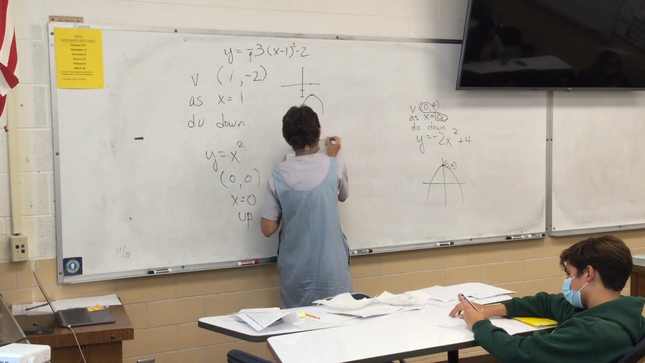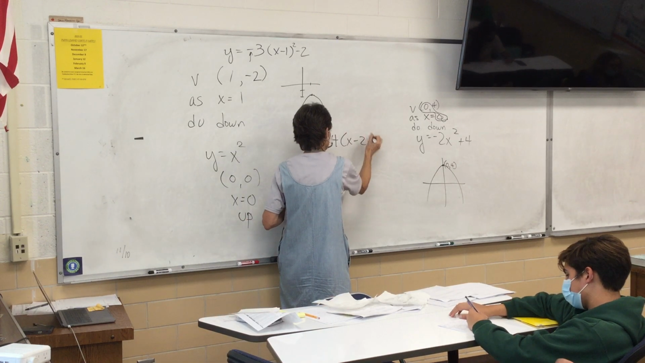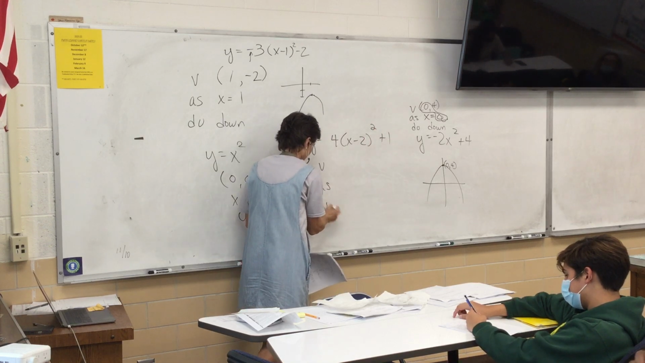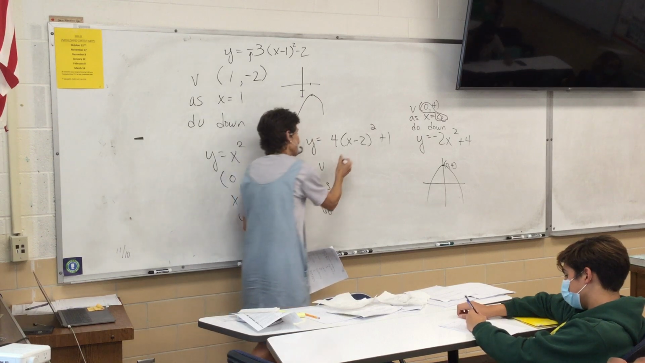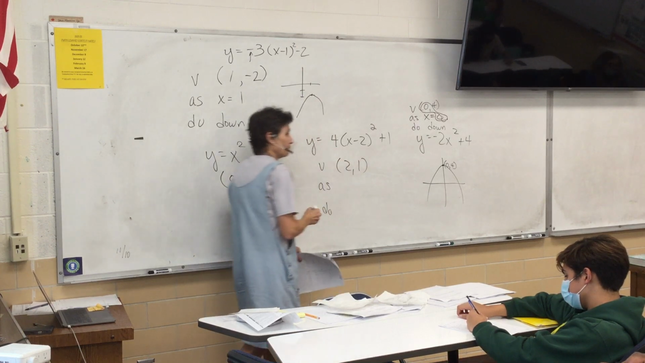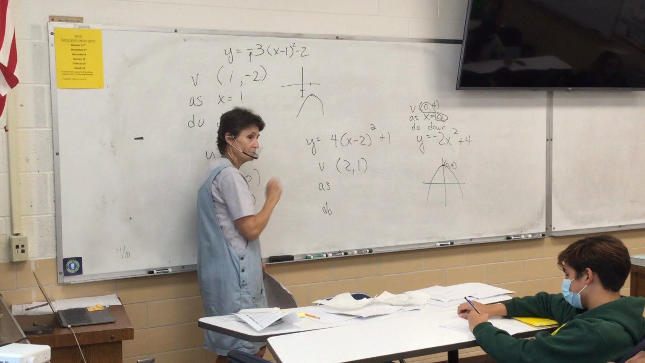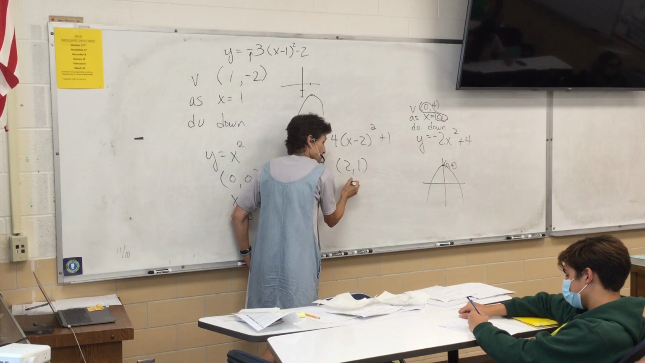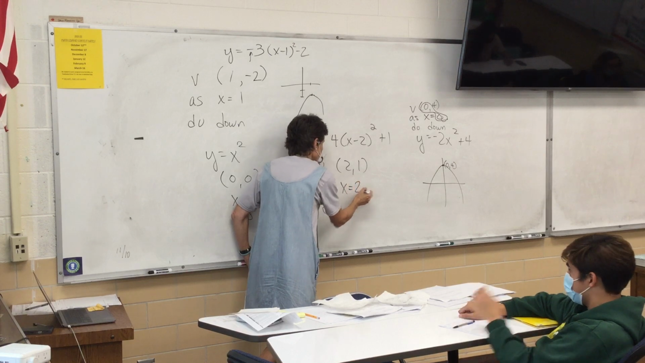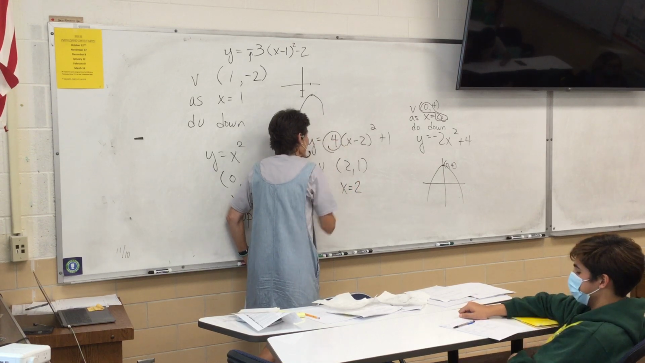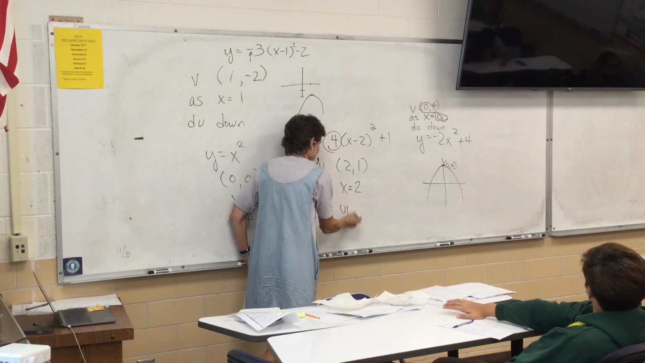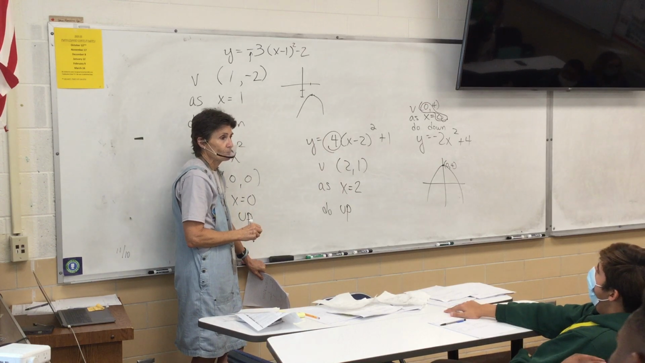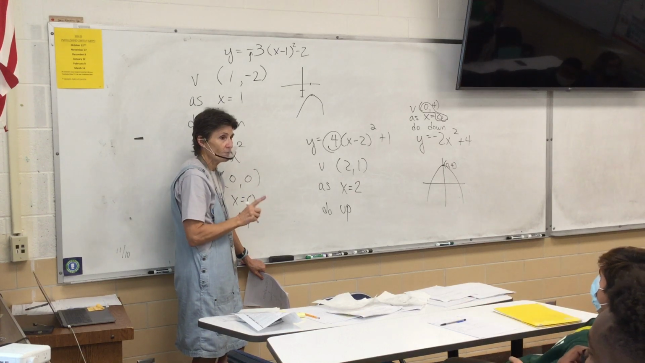Last one, F. Where's my vertex? 2, 1, very good. Right 2, up 1. Making the axis of symmetry x equals 2, beautiful. And because that number is positive, the thing is opening up. You got a handle on that?